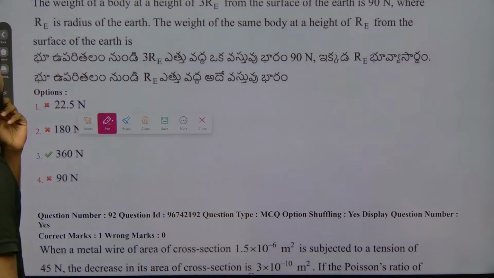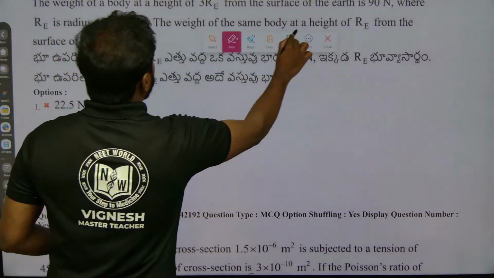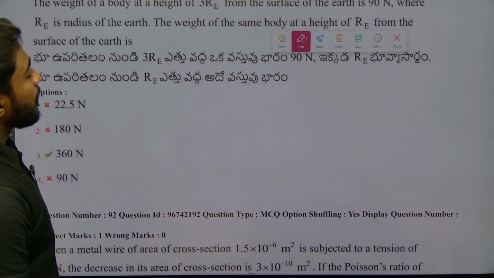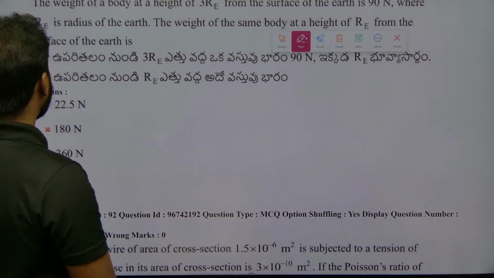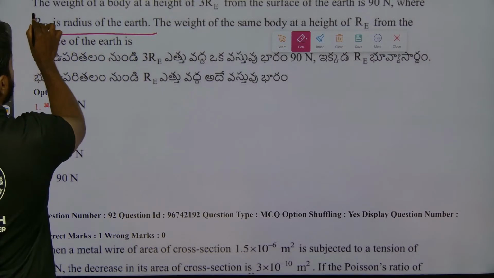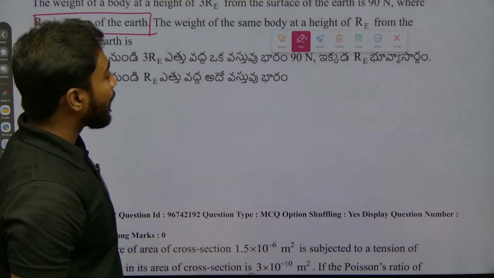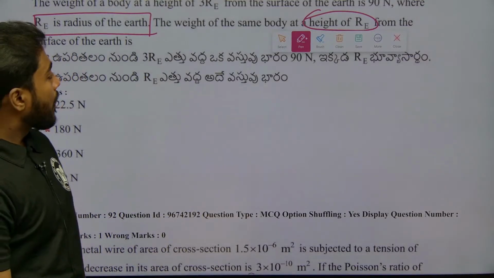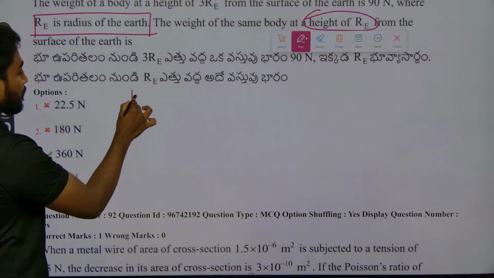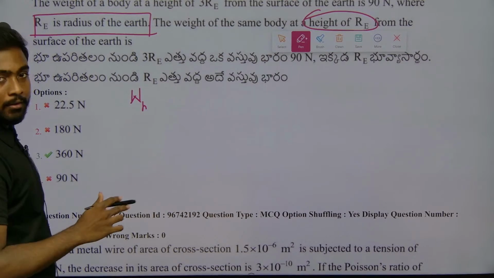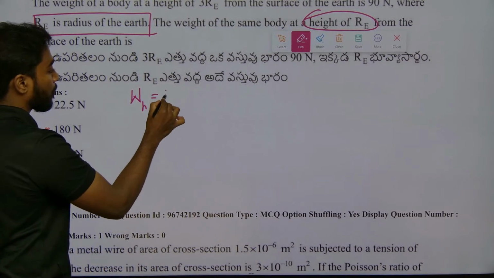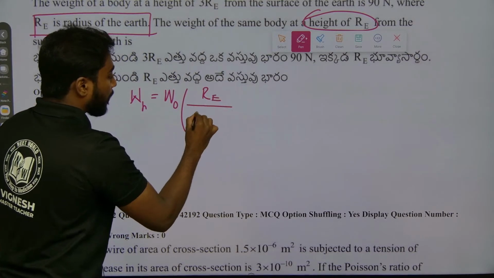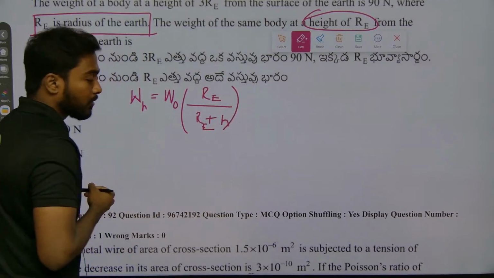The weight of a body at a height of 3 r from the surface of the earth is 90 Newton, where r is the radius of the earth. The weight of the same body at a height of r from the surface of the earth. What is the formula we know? Like weight, if height varies, W h is equal to W naught into R e by R e plus h. This is the formula we know.